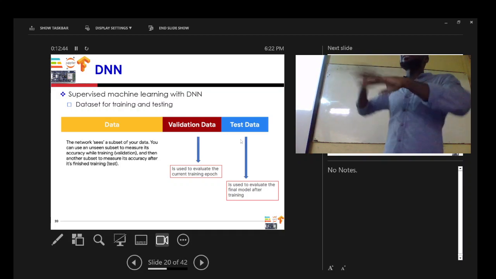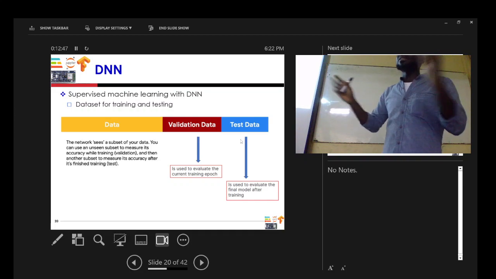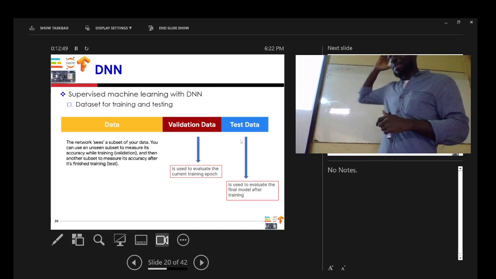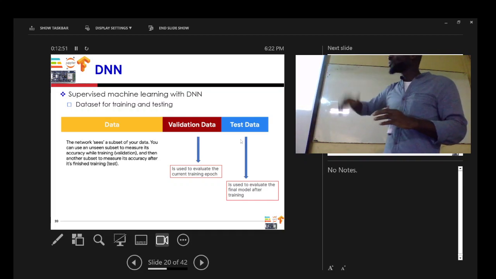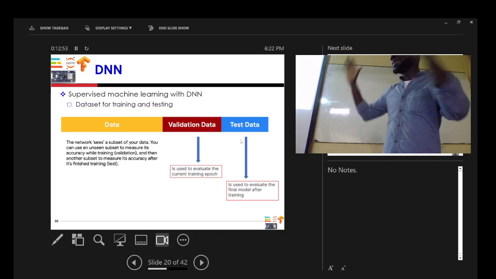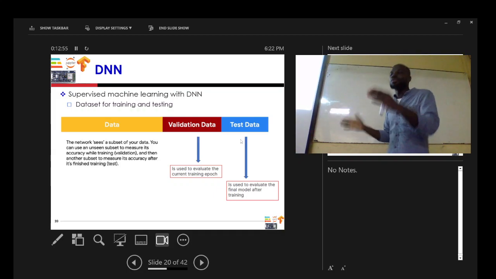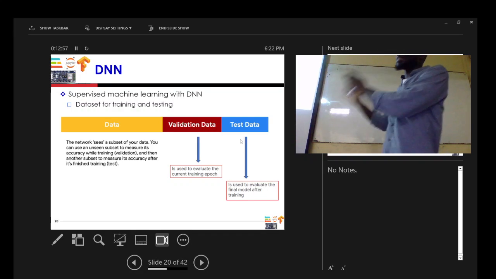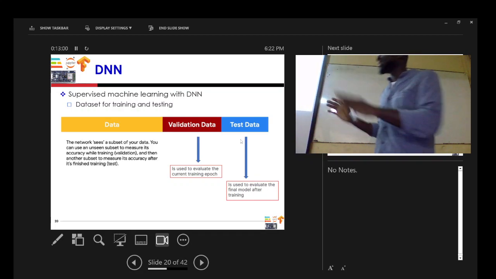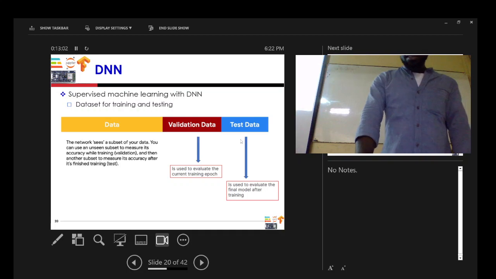Your next step, after it has finished training and validating, is to give it the test data. Understood? So once you are given a data set, you have to divide that data set into a training data set, a validation data set, and then a test data set. This is very important. Understood?